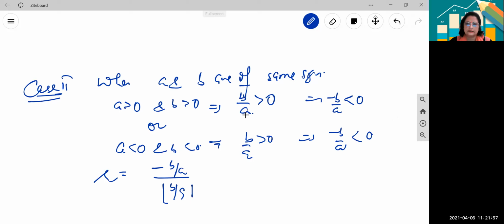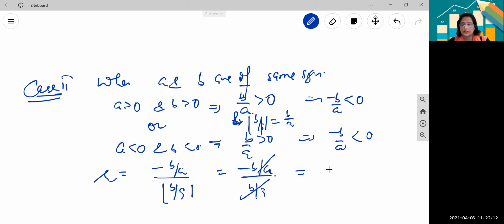And you can write here, one point here: and then, mod of b by a is equal to b by a. So this is equal to minus b by a upon b by a. So that will be cancelled out. That is equal to minus 1. So in this case, r will give the value minus 1.